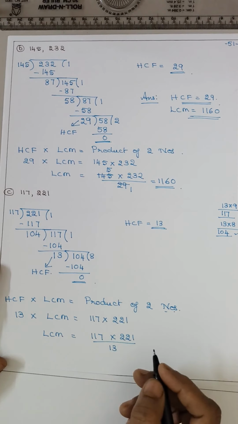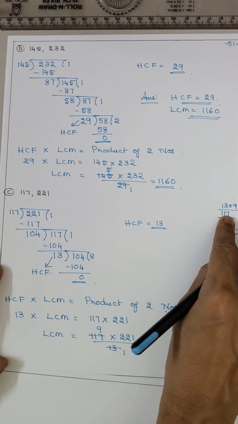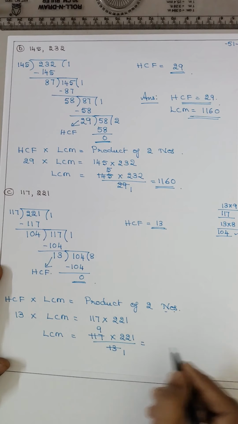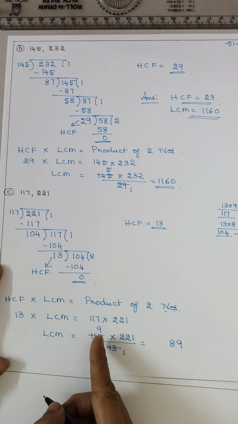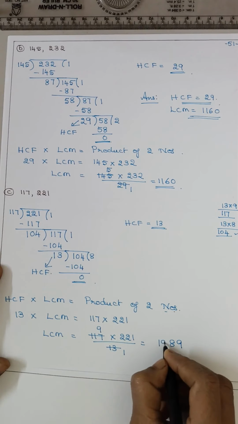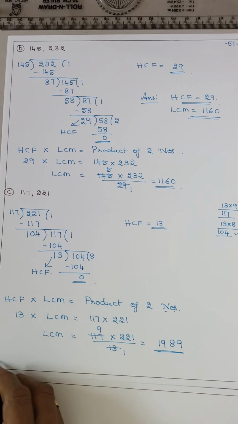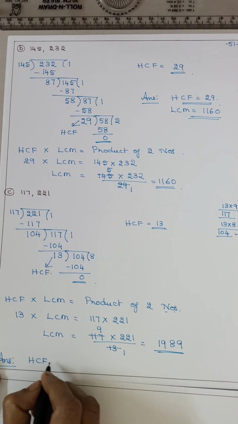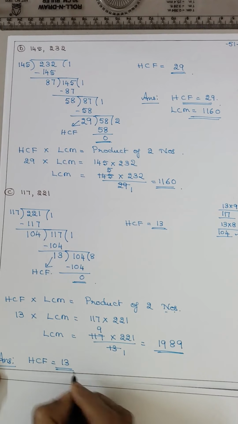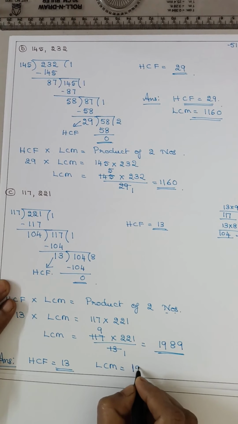In the table of 13, 117, 13 1s are 13, 9 is here, isn't it? 9 1s are 9, 9 2s are 18, 1, 9 2s are 18 plus 1, 19. So 1989. So the right answer: HCF is equal to 13 and LCM is equal to 1989.